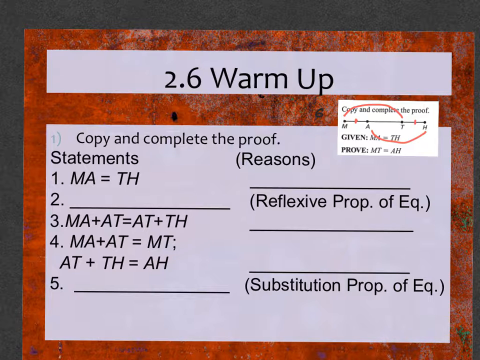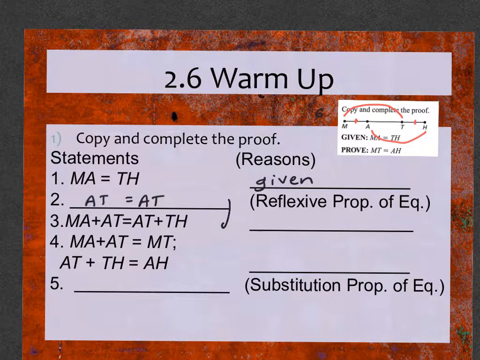What is that? Given. Okay? Number 2 says the reflexive property of equality. What does reflexive mean? The same. Anything equals itself, okay? But why would that be there? We probably have to look at 3 first. What do you notice that's happening in 3? You're adding AT to both sides in 3, right? So AT equals AT makes sense because now I want to add the same thing to both sides of my equation. Does that make sense?